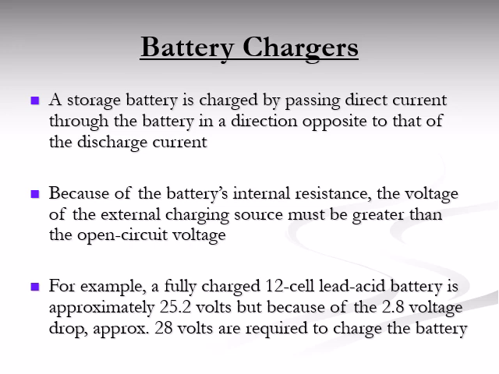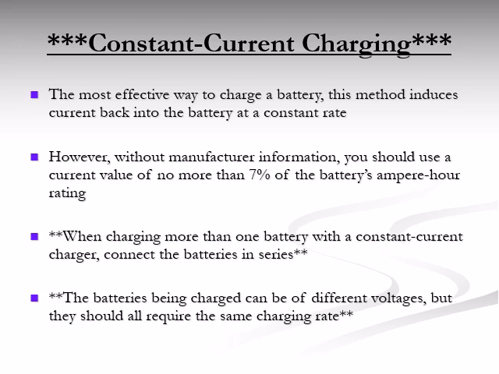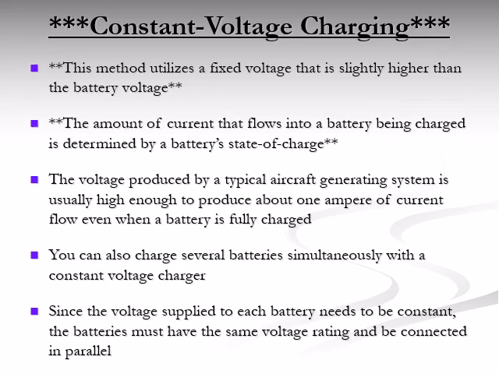Also note that batteries are charged by either the constant voltage or constant current method. For constant current charging, use a fixed current, typically no more than 7% of battery amp-hour rating. In charging multiple batteries, connect them in series if they need the same charging rate. Constant voltage charging uses a fixed voltage just above battery voltage. Works best for batteries with the same voltage connected in parallel. Current flow depends on battery's charge state.